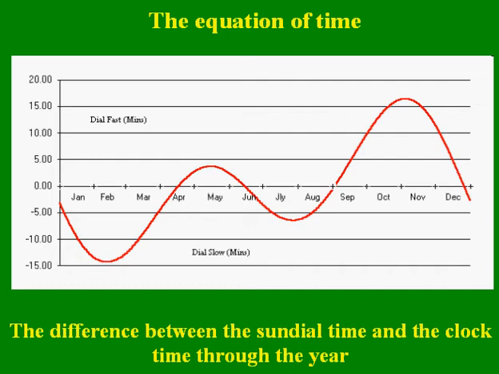differs. Every day it's different actually from our clock time. Sometimes the sundial time is slower than the clock time, sometimes it's faster. Throughout the year it varies in this way. Why does it do that?